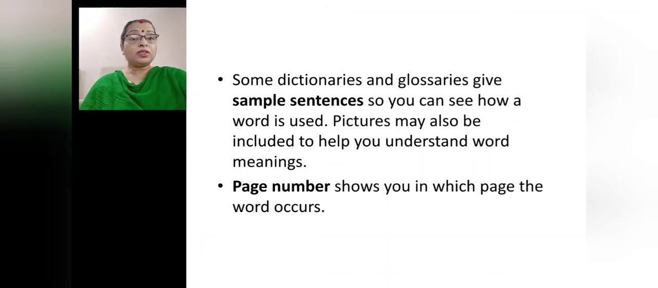The next important thing is page number. The page number shows you on which page the word occurs. Children, whenever we are telling you to write the word entry or head word, we will be telling you to write the page number also.